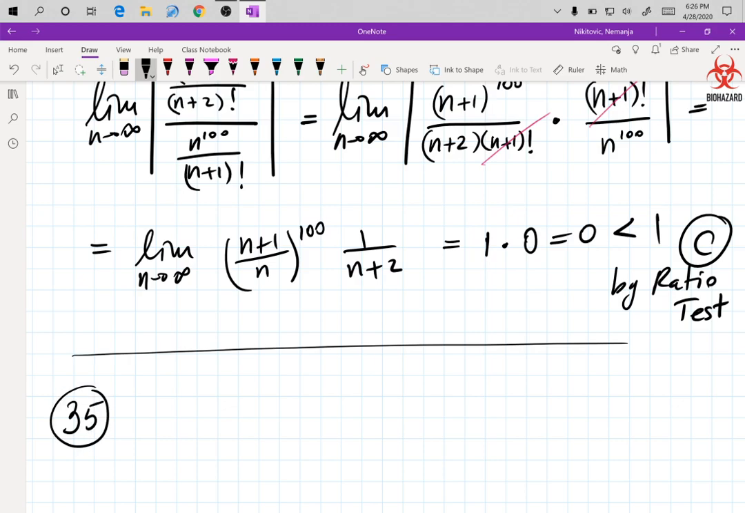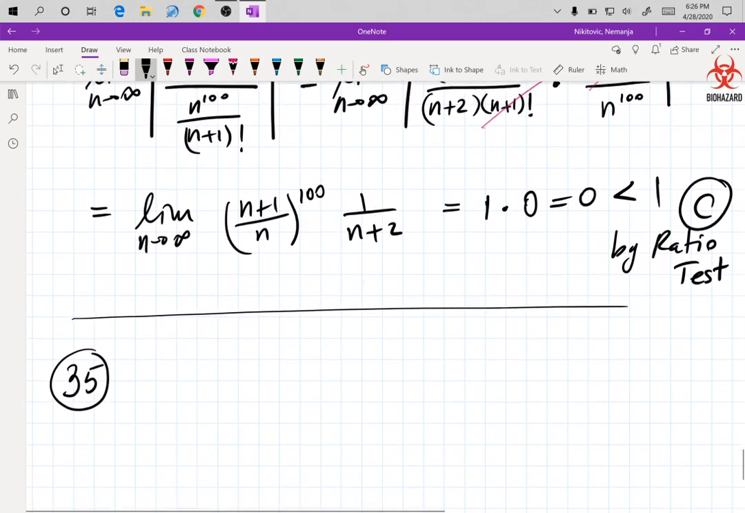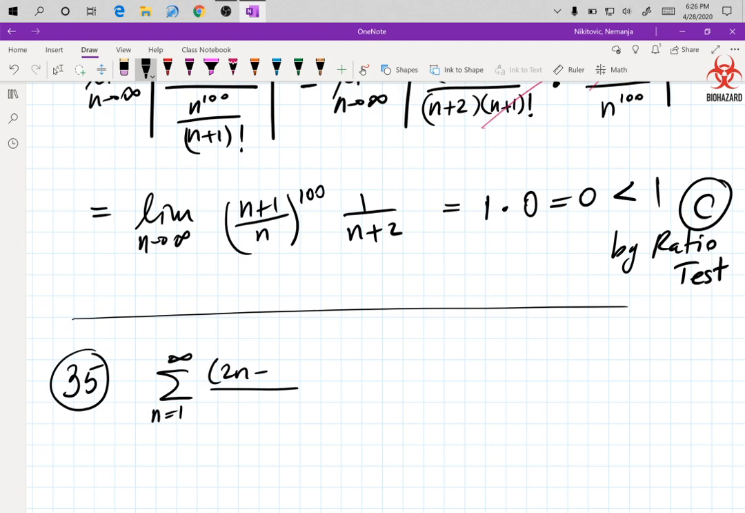Now let's take a look at problem 35. It has a little bit of this factorial black magic in here. Let's see. We have (2n plus 1) factorial divided by n factorial, squared.